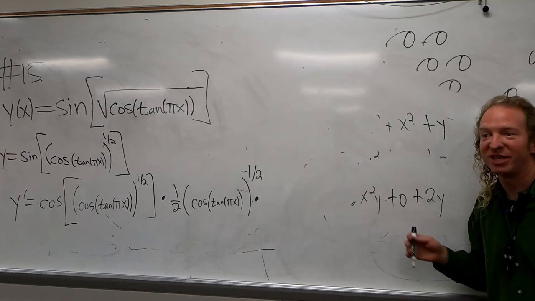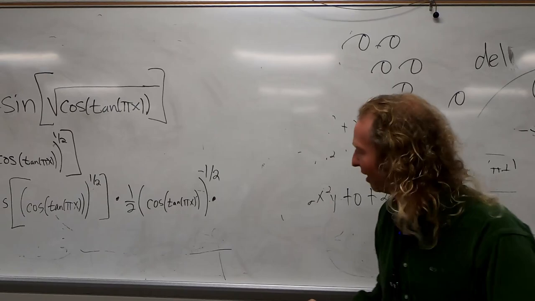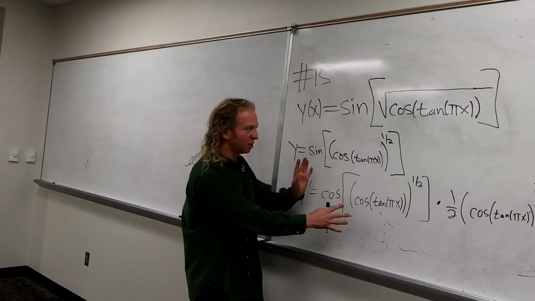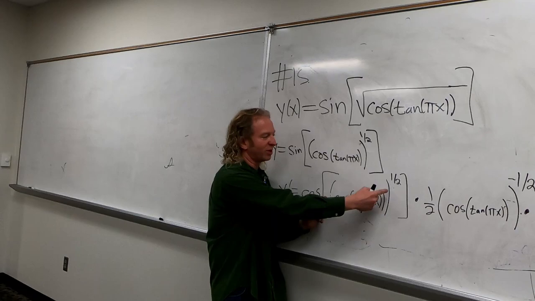It's ridiculous. I love this problem. Is it a quadruple? Yeah, it's pretty nuts. All right, so let's see. We took the derivative of sine, that's cosine. We left the inside untouched. Now we're working on just this piece, right? So we take the 1/2, put it in the front, and we leave the inside untouched, we subtract 1.